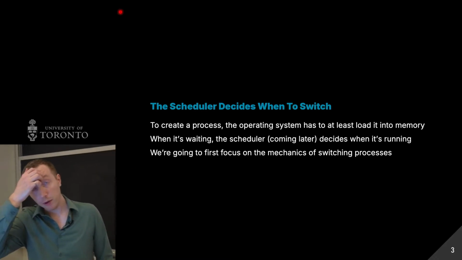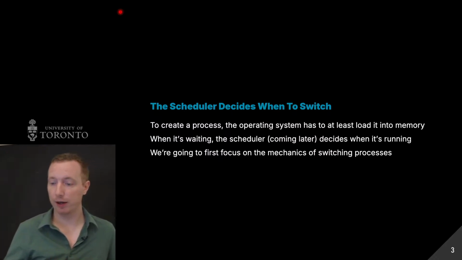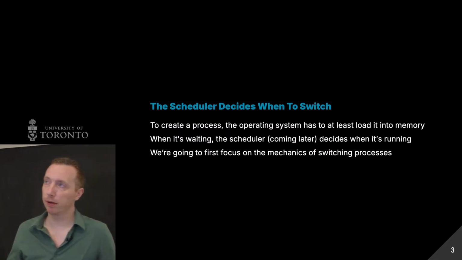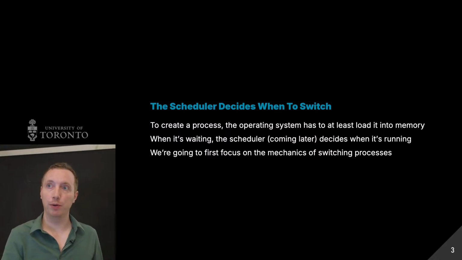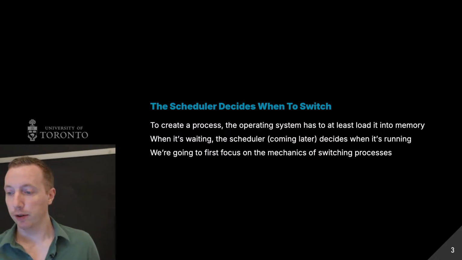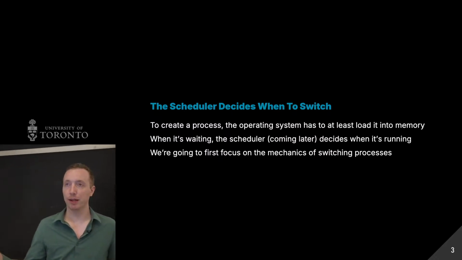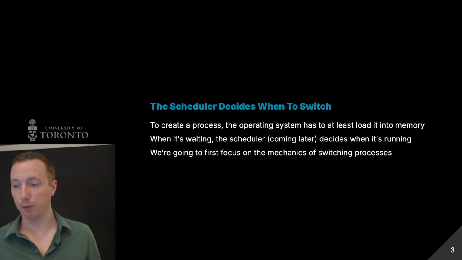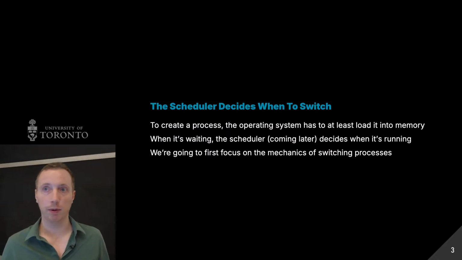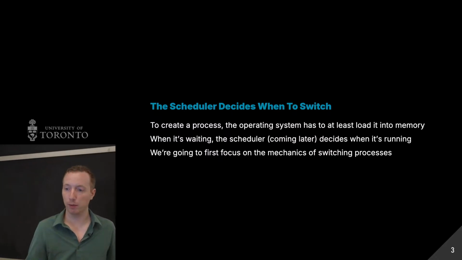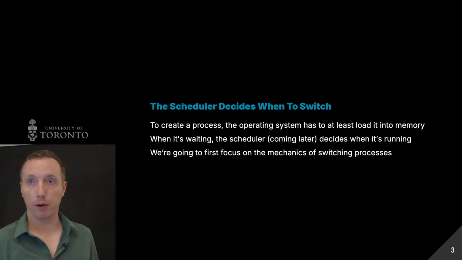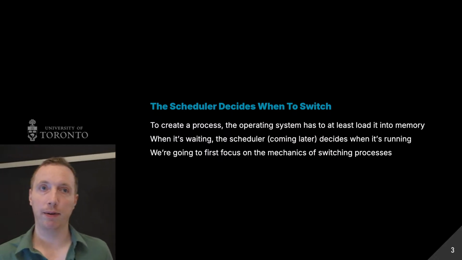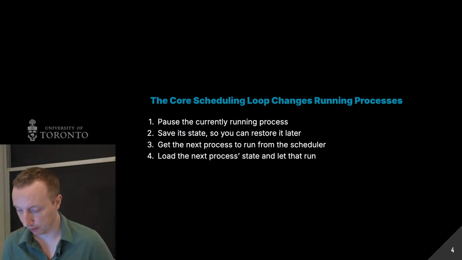So we have to talk a bit about some mechanics. The scheduler is the name for the specific type of software in the kernel that decides when to switch which process is currently running. Remember, to create a process, the operating system has to at least load it into memory, and then it goes into that waiting or ready state whenever it's able to run. Then the scheduler, which we will figure out later, is the code that figures out what process gets to run. Before we talk about which process we pick to run, we'll just go over the mechanics of how we switch between different processes running.